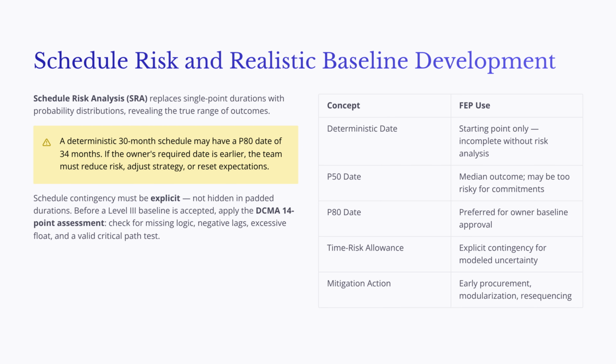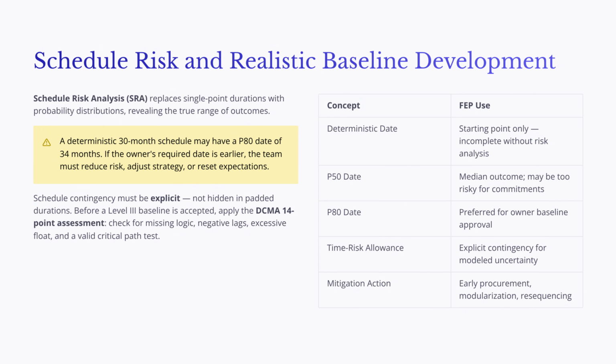Schedule Risk Analysis, or SRA, addresses this issue by assigning uncertainty ranges to key activities and modeling the combined effect of risks. Instead of showing only one finish date, SRA shows a range of probable outcomes. For example, a deterministic schedule may show a 30-month completion date, but the P80 date may be 34 months. That means there is an 80% probability of finishing by the later date.